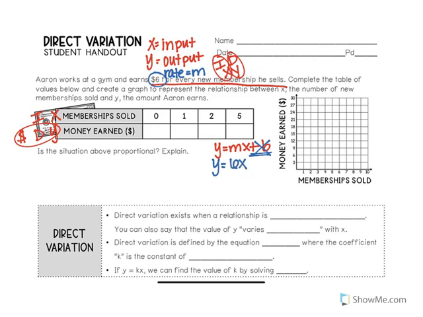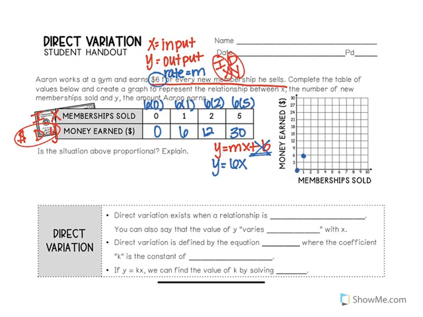From there, we're going to fill in our table, and we would input our x values. So that would be 6 times 0 is 0, 6 times 1 is 6, 6 times 2 is 12, and 6 times 5 is 30. Now, I want to know, is this situation above proportional? And so after I am done filling in the table, I'm going to graph those points to help me identify if it's proportional or not.